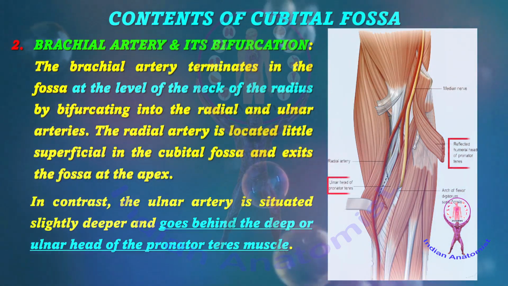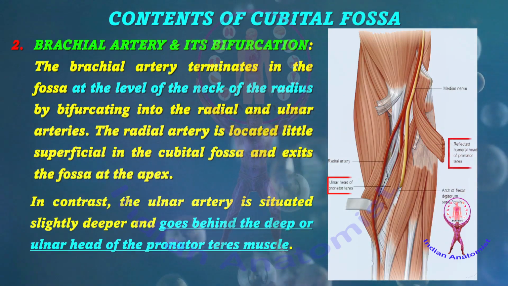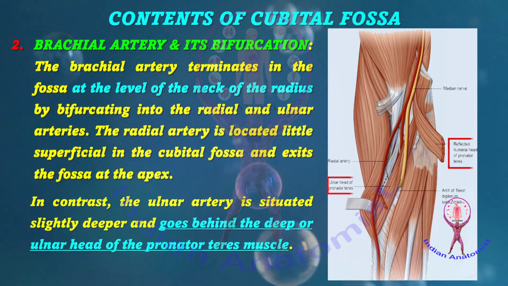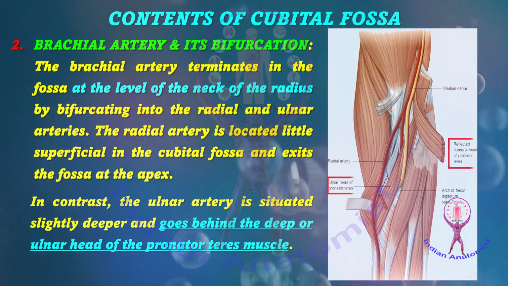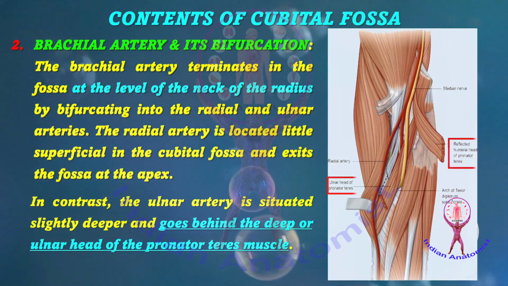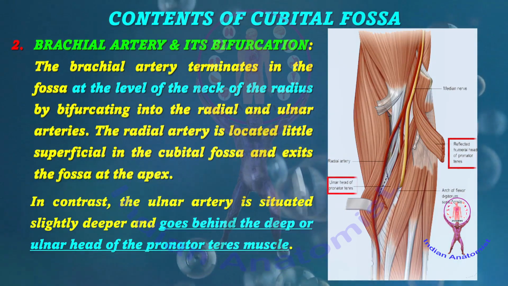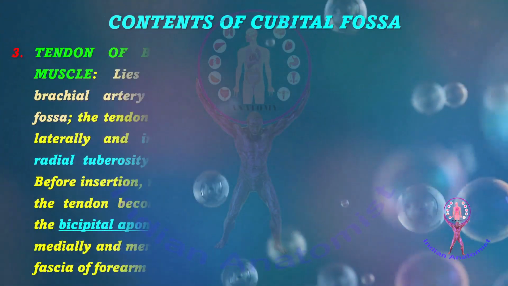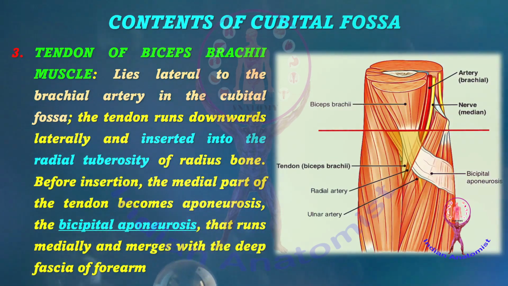Second, the brachial artery and its bifurcation. The brachial artery terminates in the fossa at the level of the neck of the radius by bifurcating into radial and ulnar arteries. The radial artery is located a little superficial in the cubital fossa and exits the cubital fossa at the apex. In contrast, the ulnar artery is situated slightly deeper and goes behind the deep or ulnar head of the pronator teres muscle.